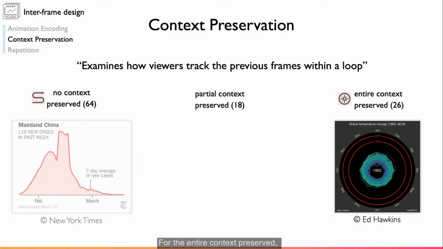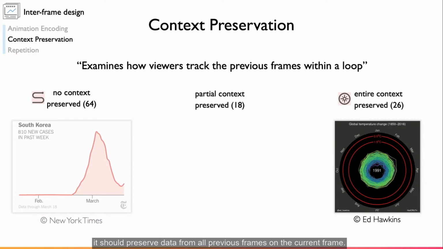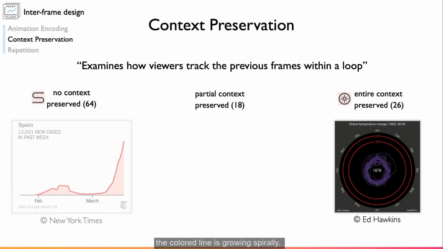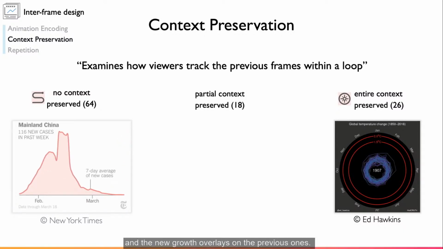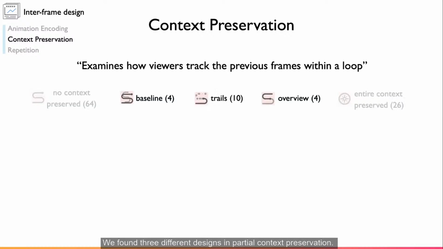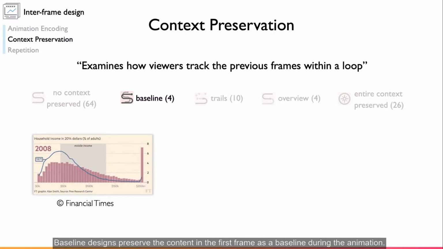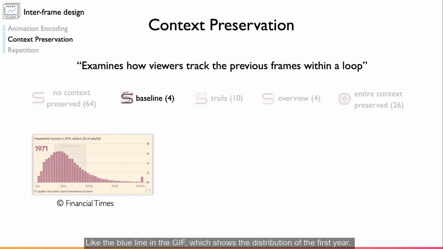For the entire context preserved, it should preserve data from all previous frames on the current frame. So in this GIF, the colored line is growing spirally, and the new growth overlays on the previous ones. We found 3 different designs in partial context preservation. They are baseline, trails, and overview. Baseline designs preserve the content in the first frame as a baseline during the animation, like the blue line in the GIF, which shows the distribution of the first year, so it is easy for comparison during the animation.